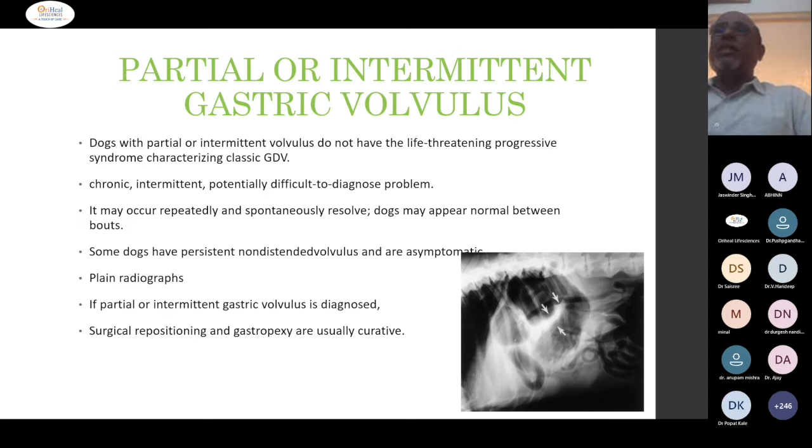Some dogs have persistent non-distended volvulus and are asymptomatic. Plain radiographs are highly diagnostic. If partial intermittent gastric volvulus is diagnosed, surgical repositioning and gastropexy are usually curative.